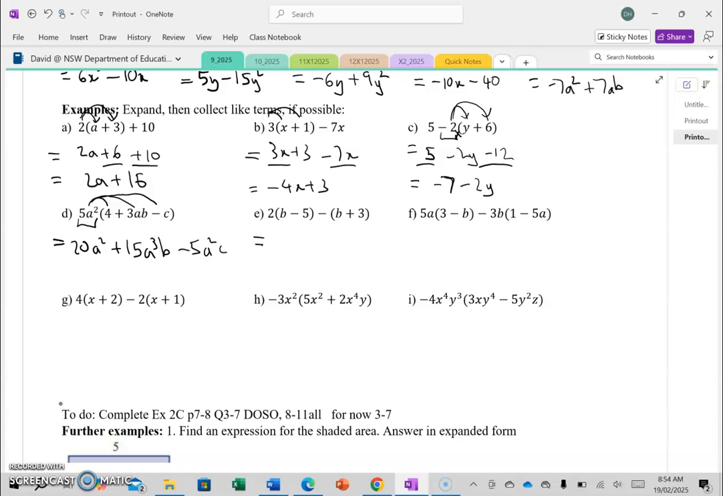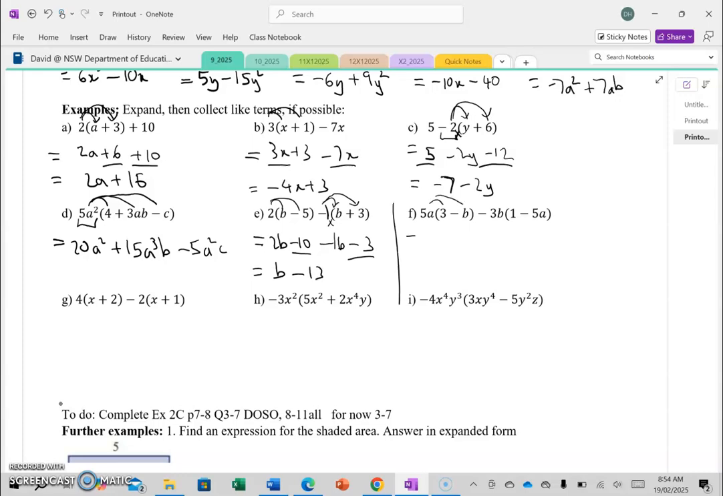Okay, this one, we've got 2 brackets. Let's do the first bracket. That'll be 2b minus 10. For the second bracket, what's in front that we're timesing by? It's negative 1. So there's a 1 that's hidden there in front of that bracket. Or the other way you can think about it, if there's a negative and then there's a bracket, it just changes both signs in the bracket. So that'll become negative b, that'll become negative 3 when we expand. Collecting like terms, 2b's minus 1b is b, and then I've got minus 10 minus 3, minus 13.